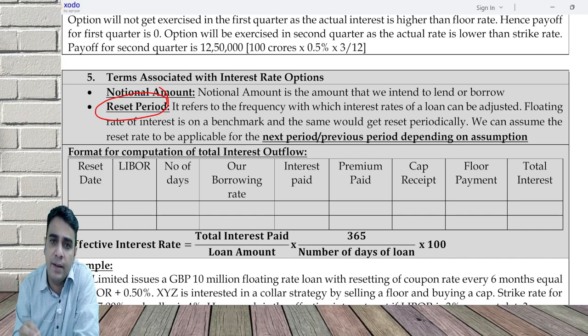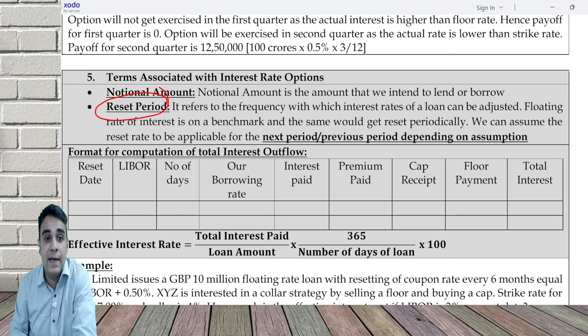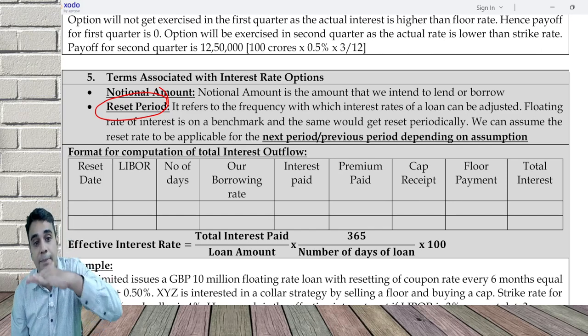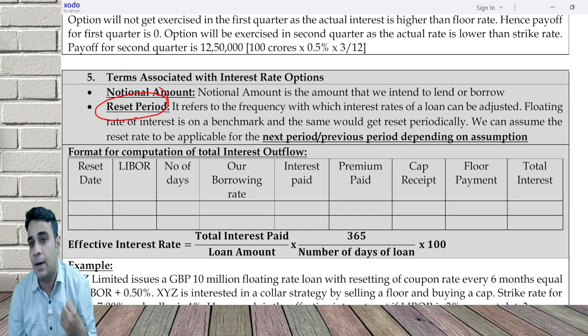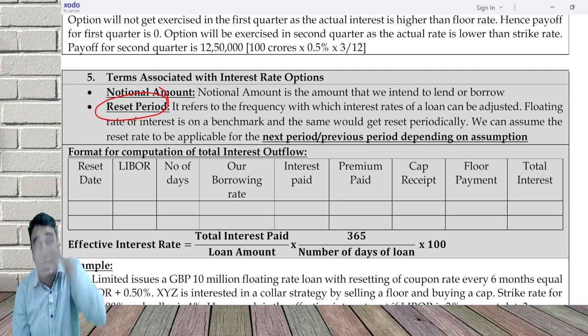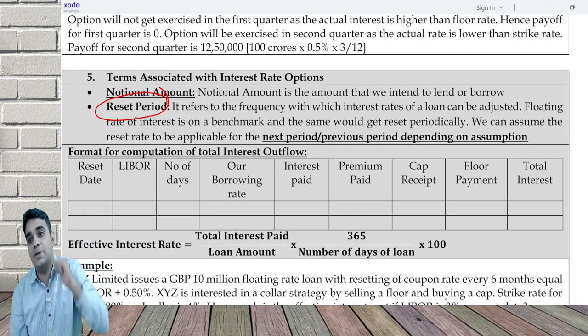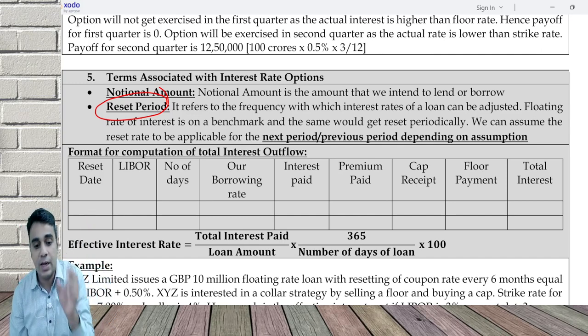What is our borrowing rate? You took a loan at some percentage. On top of that, 1, 2, 3, 4 percentage will get added. That is called a spread, and we will pay interest on this. There will be a premium payment which can come. How is the premium calculated? I'll explain later. Then there can be a cap receipt or a floor payment. A cap receipt is, in case you are paying more than that limit, you will get compensation from the other party. A floor payment is, if you are paying lesser than that limit, you have to give compensation, and then we'll get the total interest.